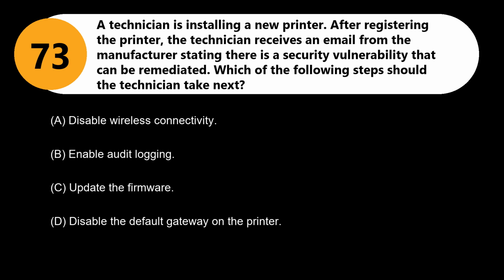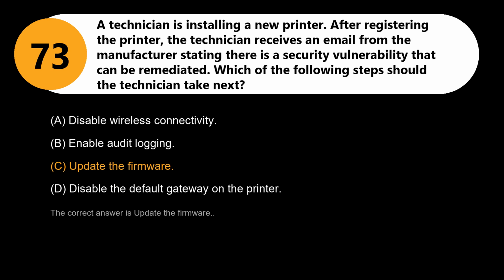Question 73. A technician is installing a new printer. After registering the printer, the technician receives an email from the manufacturer stating there is a security vulnerability that can be remediated. Which of the following steps should the technician take next? Option A, disable wireless connectivity. Option B, enable audit logging. Option C, update the firmware. Option D, disable the default gateway on the printer. The correct answer is option C, update the firmware.